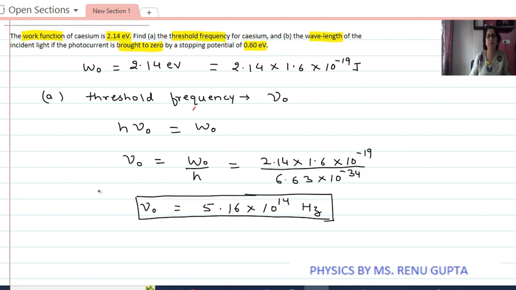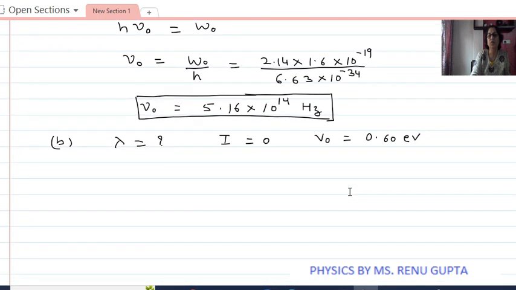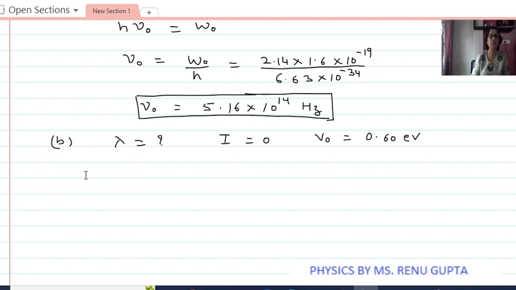Now we will do part B of the question. In part B, we have to find the wavelength for which the photoelectric current is brought to zero by a stopping potential of 0.60 electron volt. Now what do you mean by stopping potential? Stopping potential means the potential required so that the electrons are stopped, and when the electrons are stopped, the current in the circuit will become zero.